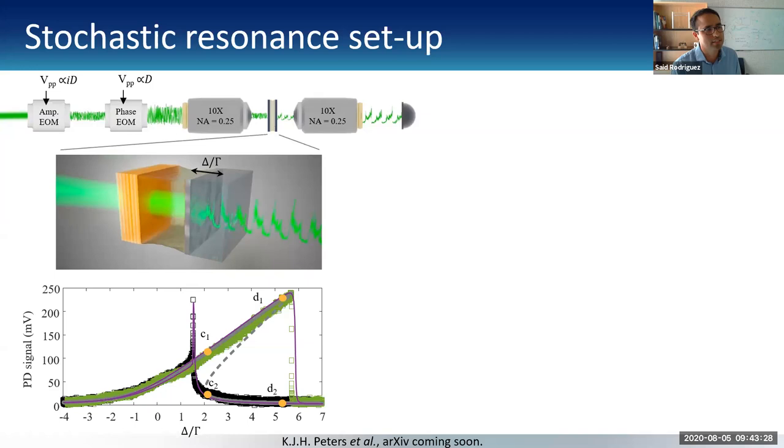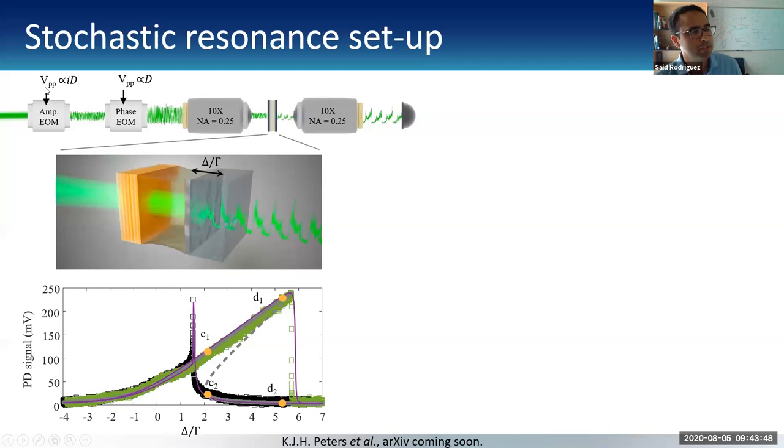And we have this cavity right here. We couple the light in and out through these microscope objectives. And before sending the light to the objective, we have two electro-optic modulators. One of them gives us noise in phase, and the other one gives us noise in amplitude.